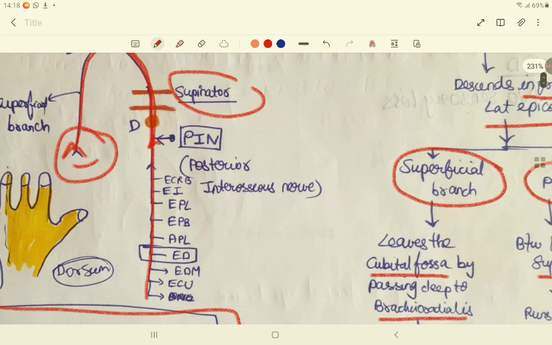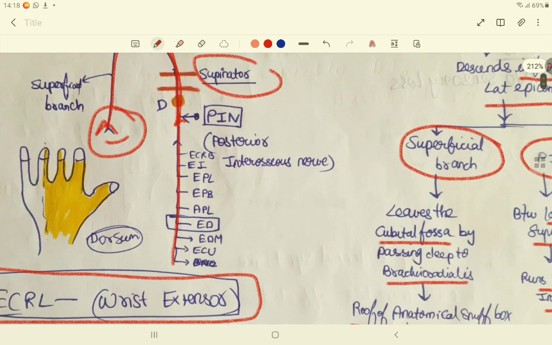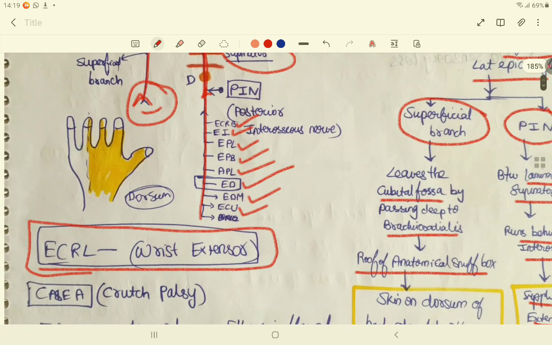Once it comes as the posterior interosseous nerve, it supplies the extensor group of muscles, which includes our extensor carpi radialis brevis, extensor indicis, extensor pollicis longus, extensor pollicis brevis, abductor pollicis longus, extensor digitorum, extensor digiti minimi, and extensor carpi ulnaris. Right, so these are the muscles which I hope you already know. They come under the posterior compartment of the forearm.